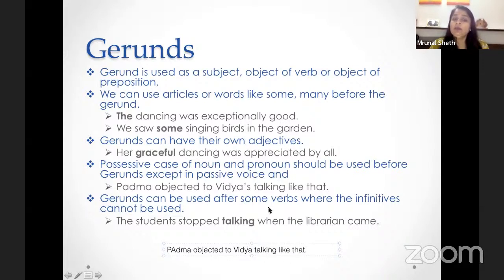So gerunds can be used after some verbs where the infinitives cannot be used, right? There are certain words after which we cannot use infinitives. We will learn about those words while we are doing infinitives. But gerunds can be used over there. So, students stopped talking when the librarian came. We cannot say, the students stopped to talk when the librarian came. Then it will be wrong. It would be, students stopped talking when the librarian came. That's the way it should be said.